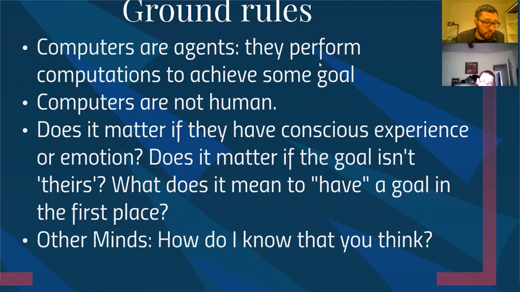They have goals, but maybe their goals aren't really their goals in the way that my goals are my goals. Right? I decide my own goals. I'm an autonomous agent. But a computer can't decide its own goals. It's given the goals by a program, you might think. So does this difference matter?